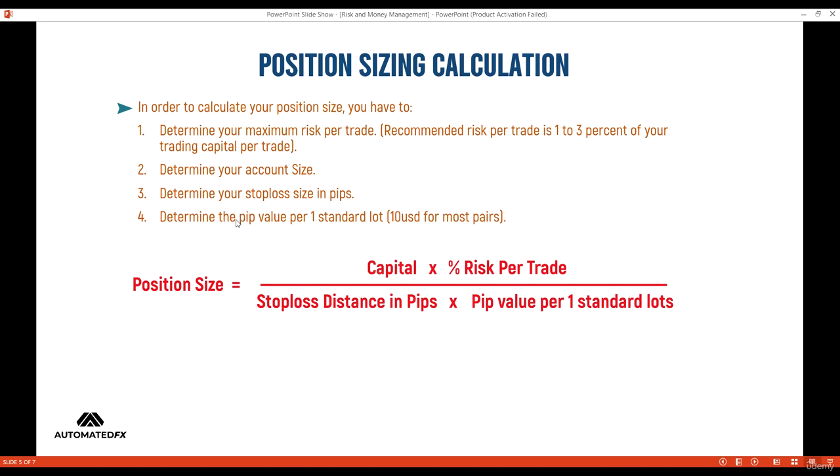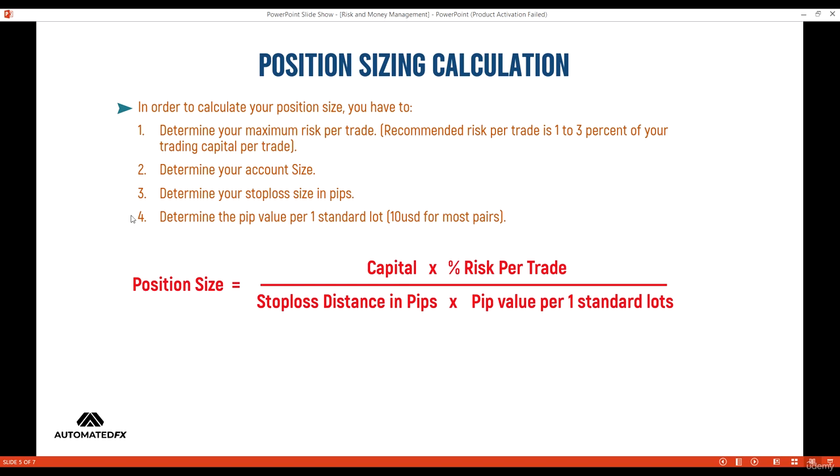And then you have to determine the pip value per 1 standard lot of the currency pair you are trading. Now, this value is usually $10 for most major currency pairs, or currency pairs with the USD, the US dollar, in them. So they are mostly just $10. Okay, so the value is constant. So these are the things you need to know in order to calculate your position size.